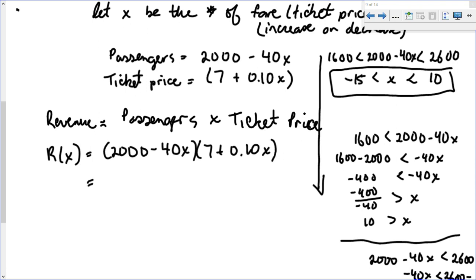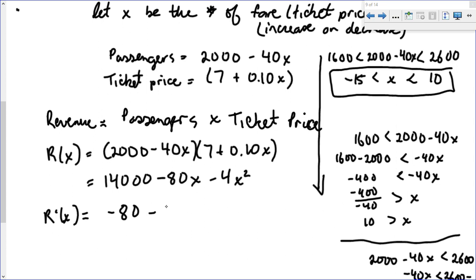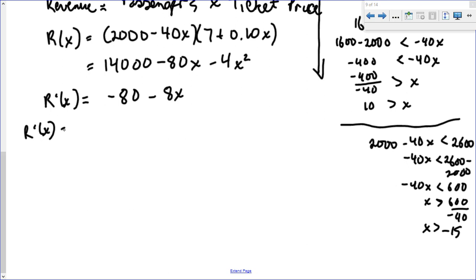I'm just going to do FOIL on that and work it all out. I've got 14, if I did my math correctly, according to my notes here beside me. Okay, I've got minus 80x, and then a minus 4x squared. All right, we know what to do next. I hope we do. Okay, that results in negative 80 minus 8x for the derivative, and hopefully we still know what to do. I want to set my derivative function equal to 0, because I'm looking for the maximum. I want to maximize or optimize this relationship here. Find the optimal revenue.